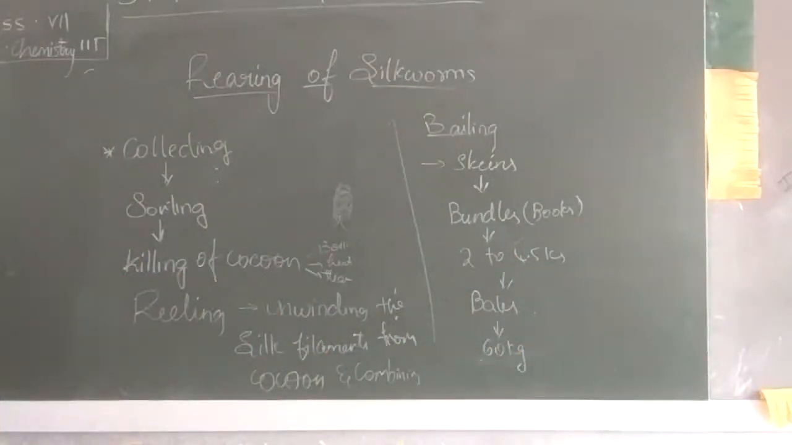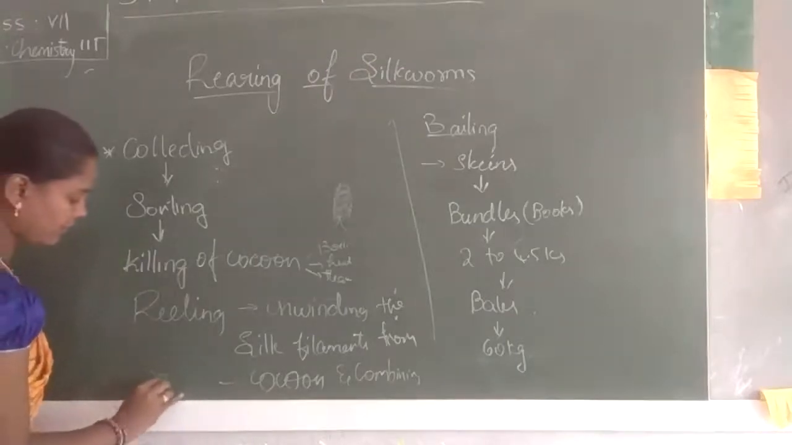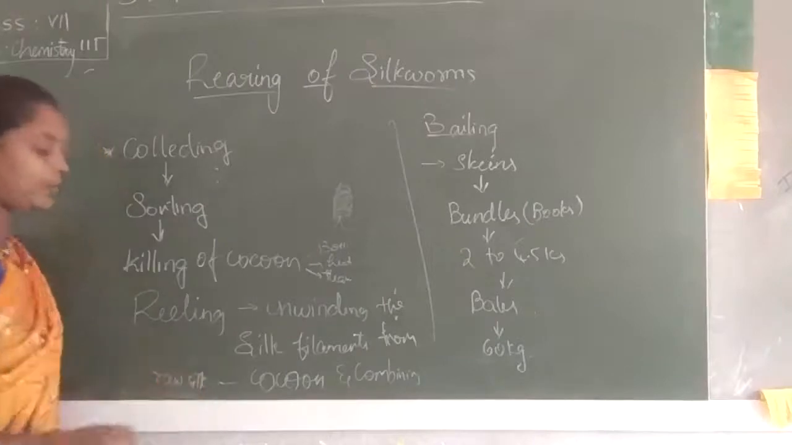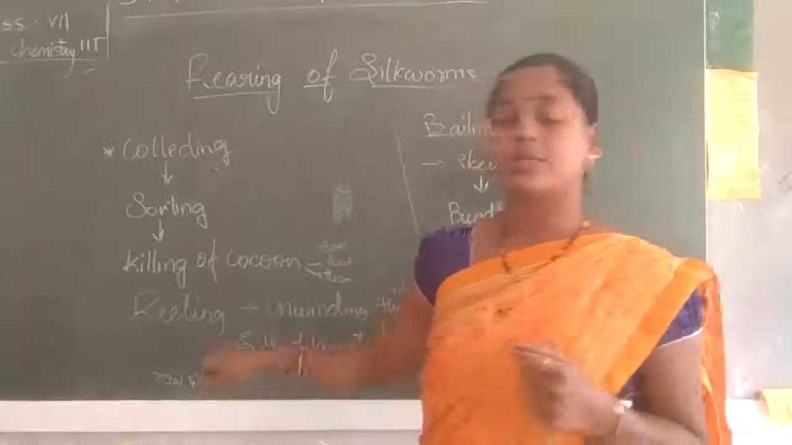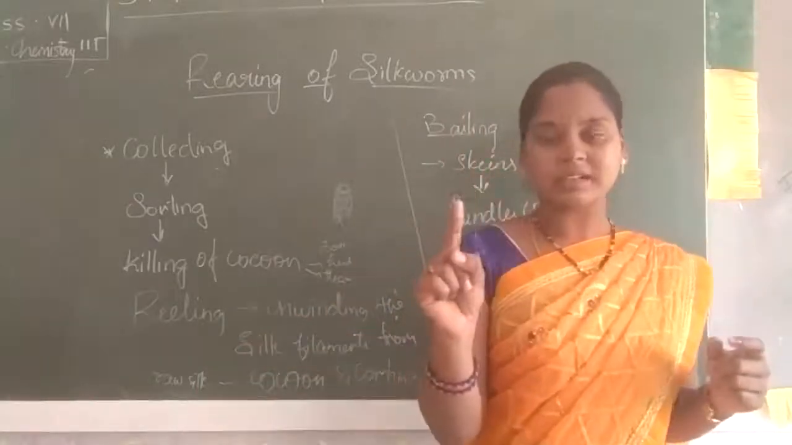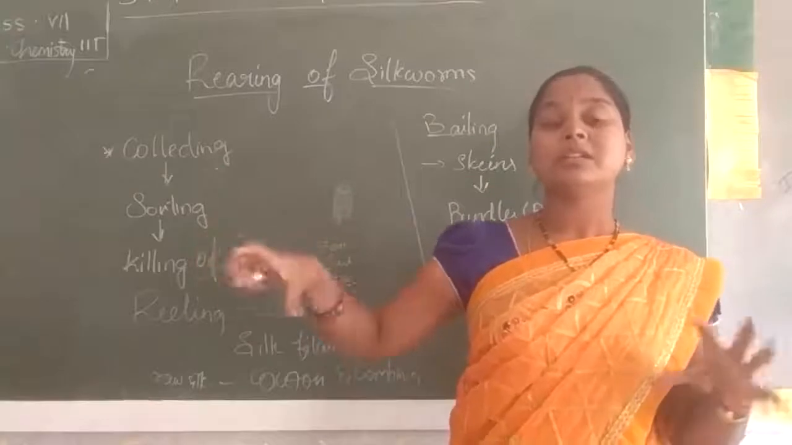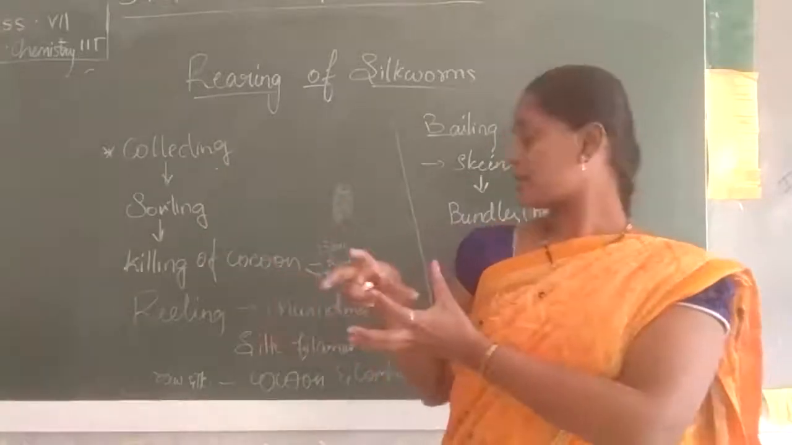And next, this reeling is done in machines. Killing of cocoons is done by hand or steel producer, whereas reeling is done by machines. And next is baling. So we have obtained raw silk, yes or no? Almost 4 to 8 strands of cocoons make 1 silk thread, right? So that silk thread is made into some big balls, like wound thread.